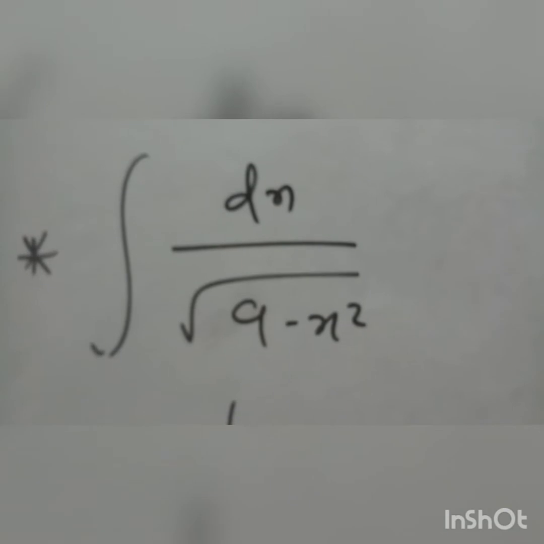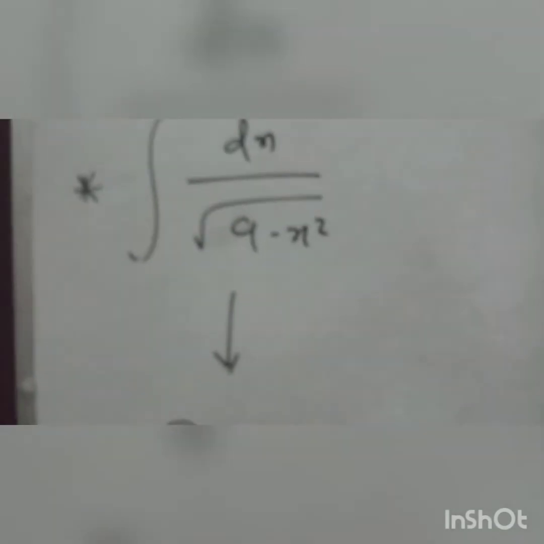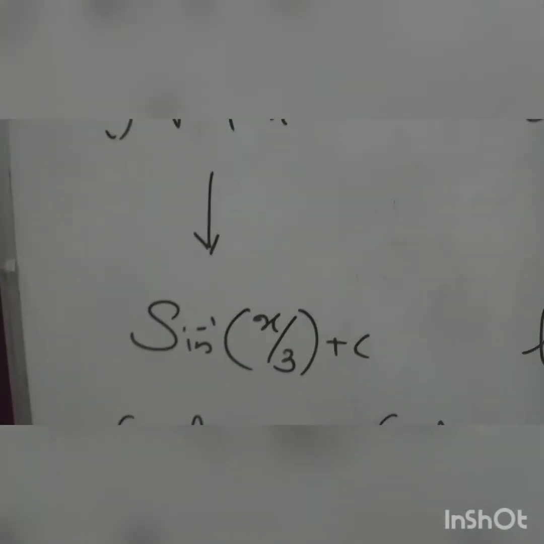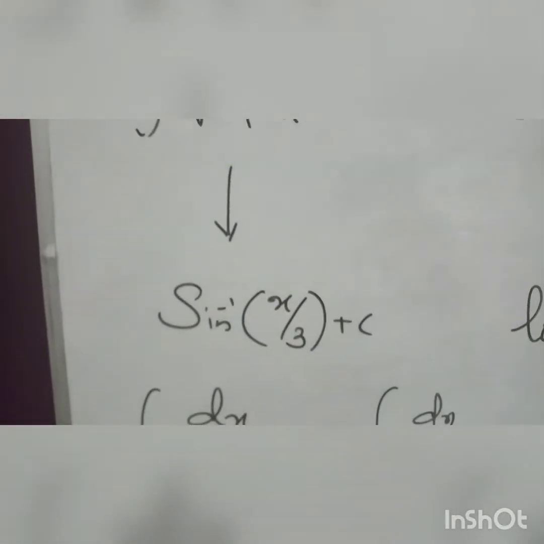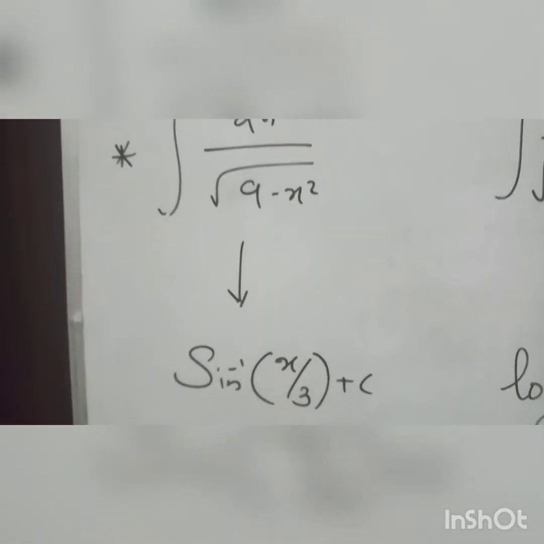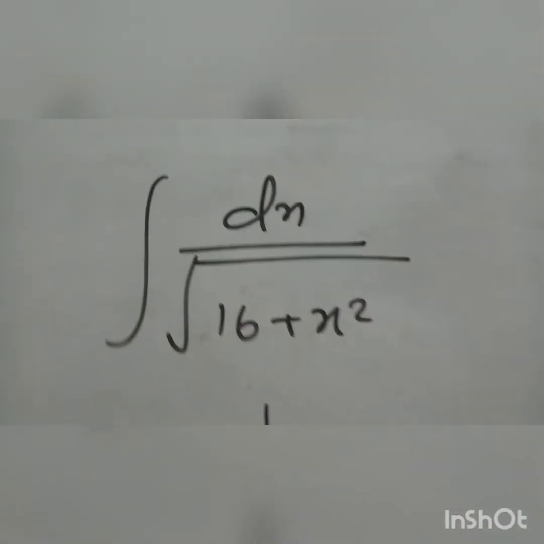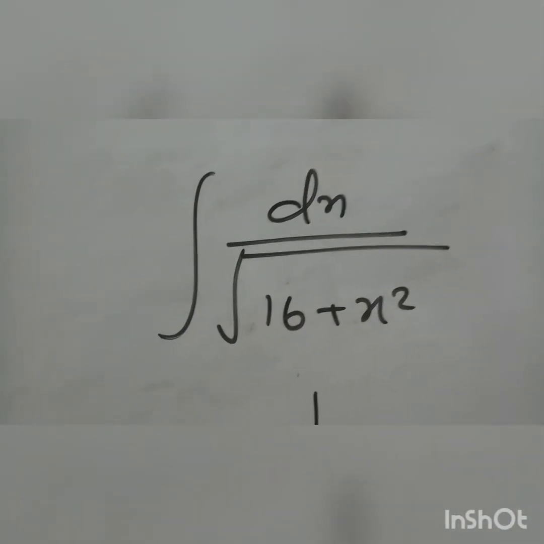Integral dx divided by root of 9 minus x square. What is the answer of that one? That is very simple. This 9 can be written as 3 square, so root of 3 square minus x square. So the answer is sine inverse x by 3 plus c, because it is of the form 1 by root of a square minus x square.